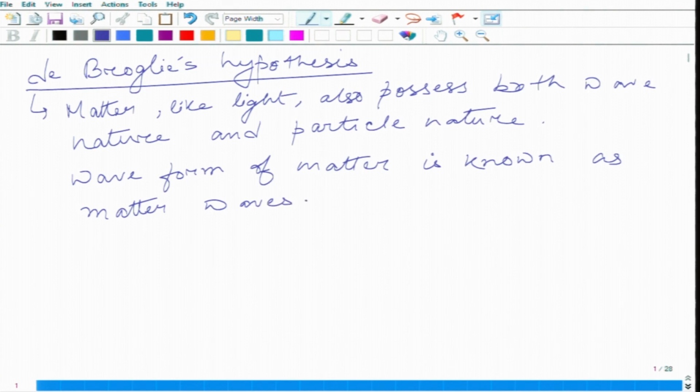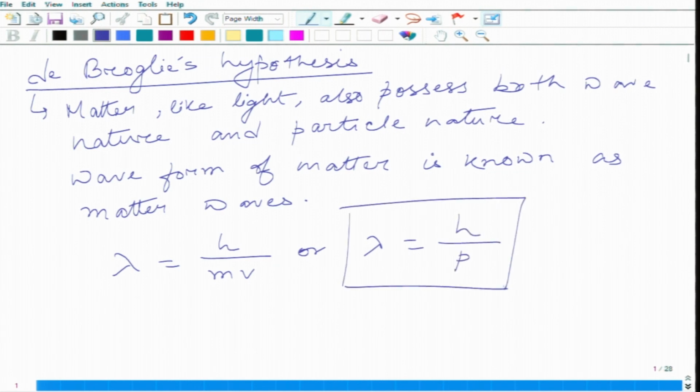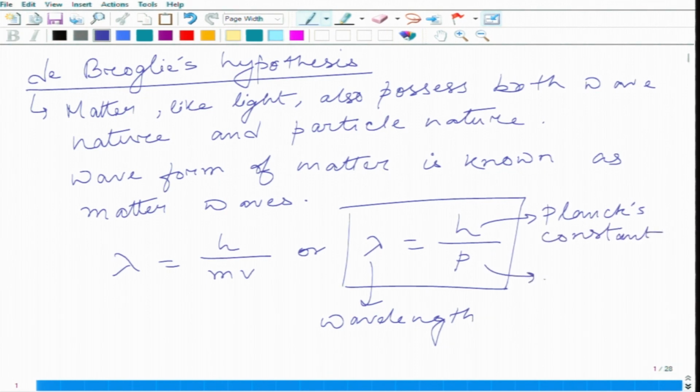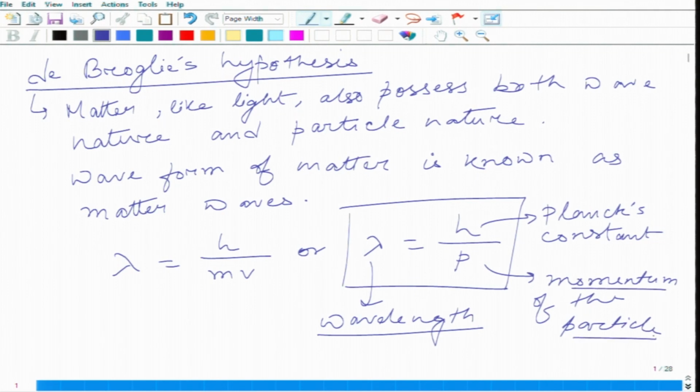Okay. So, from de-Broglie's hypothesis, we received this equation, lambda equal to h by mv, or lambda equal to h by p, where lambda is the wavelength of the matter waves, h is the Planck's constant, and p is the momentum of the particle. So, here we can see that wavelength lambda is the wave characteristic and momentum is the particle characteristic. So, this was the relation of de-Broglie's hypothesis.